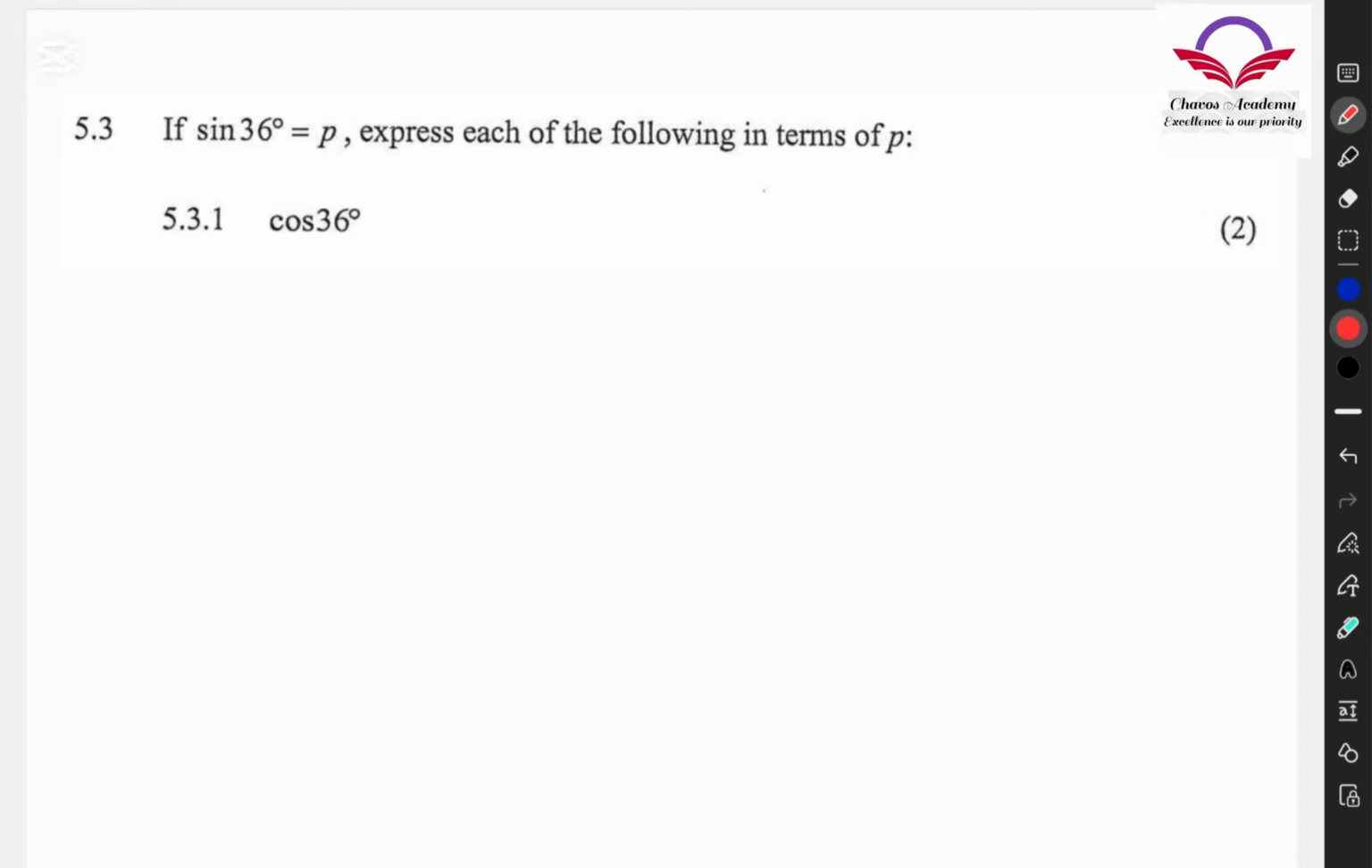So my advice here is that firstly, before you attempt the question, just draw the triangle which will explain the situation here. You've got 36 here. Sine will be opposite over hypotenuse. Then use Pythagoras, and you'll get your adjacent.